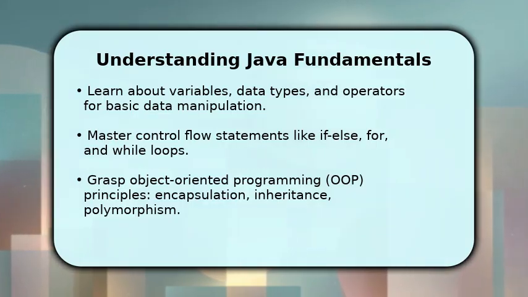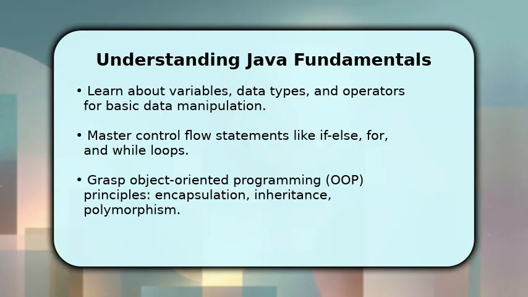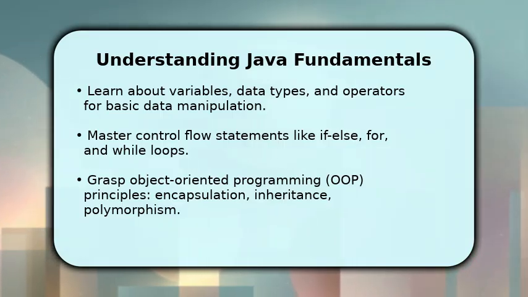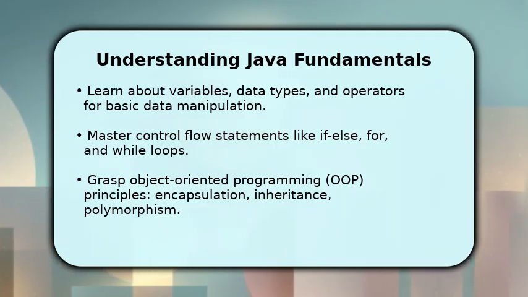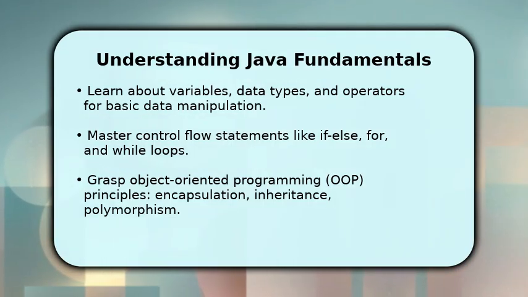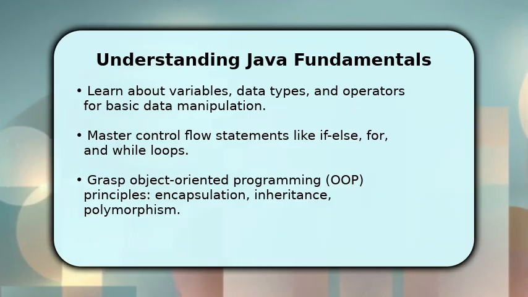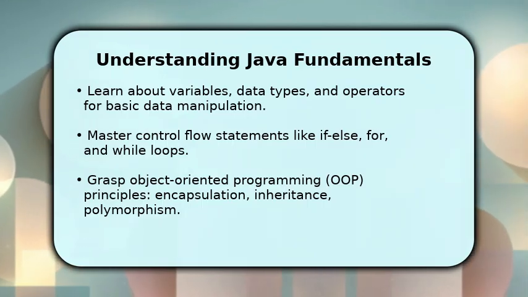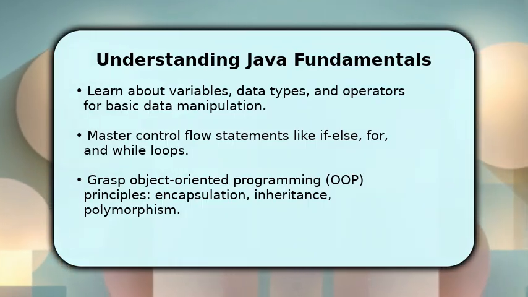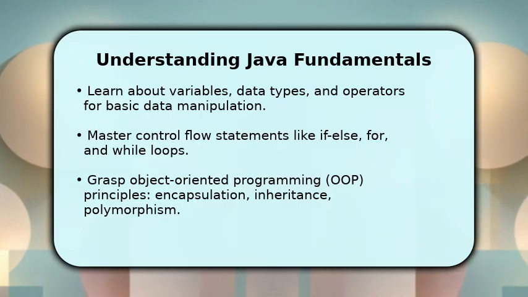Begin by understanding variables, data types, and operators, which are the building blocks for any program. Then, master control flow statements such as if-else conditions and various loops to manage program execution. Crucially, grasp the three main principles of object-oriented programming: encapsulation, inheritance, and polymorphism, as they are central to Java's design.